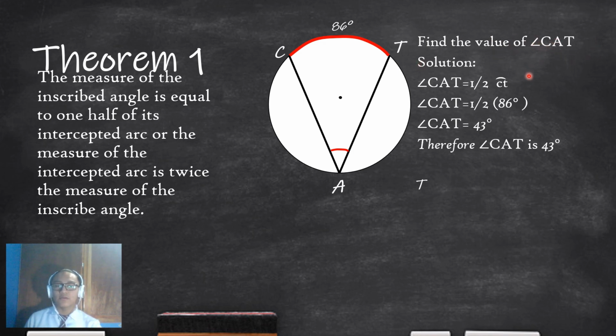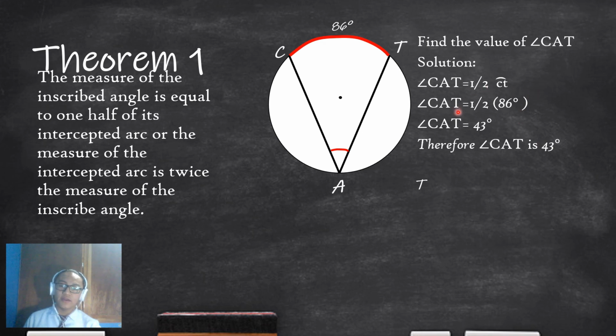So our solution here will be angle CAT equal to 1/2 times arc CT. So we move on to substitution. Angle CAT equal to 1/2. Substitute our given, arc CT is equal to 86 degrees, and angle CAT will be equal to 43 degrees. So therefore, angle CAT is 43 degrees.